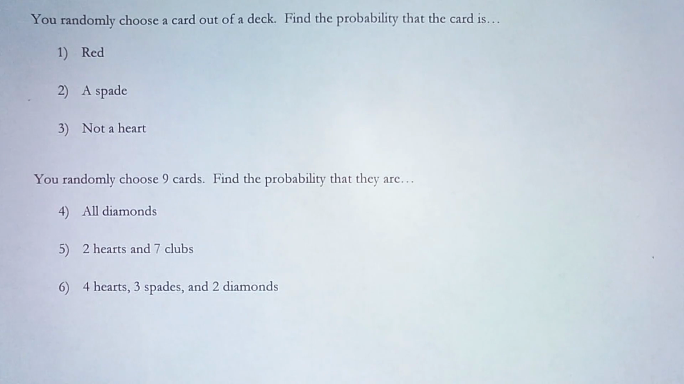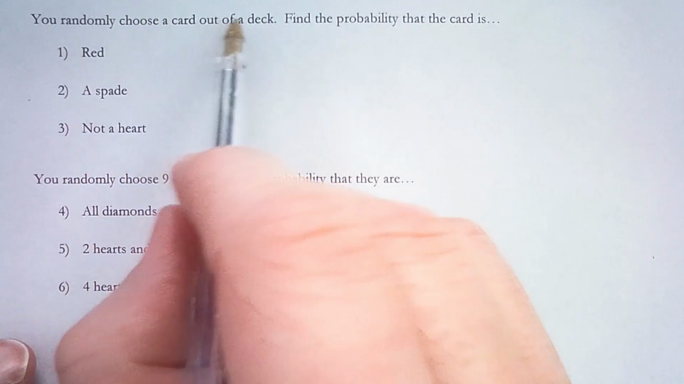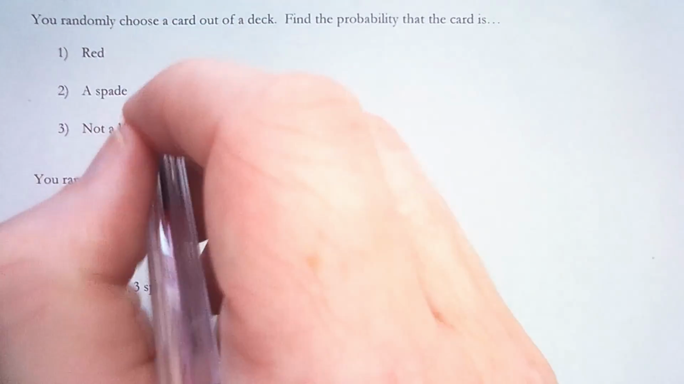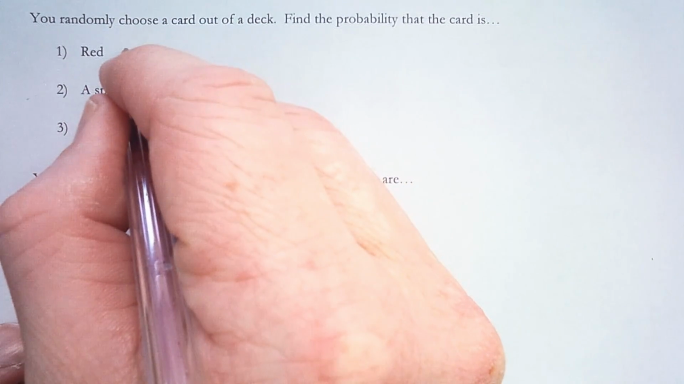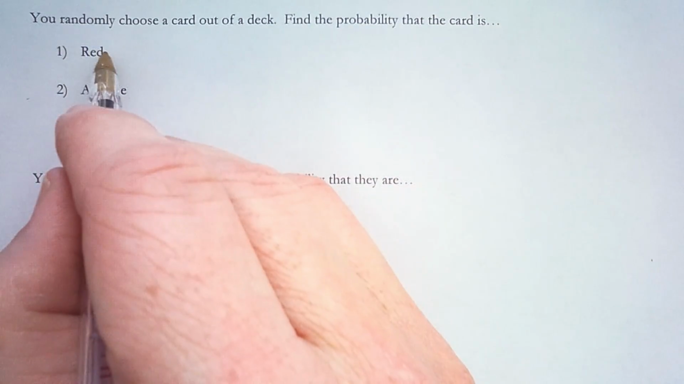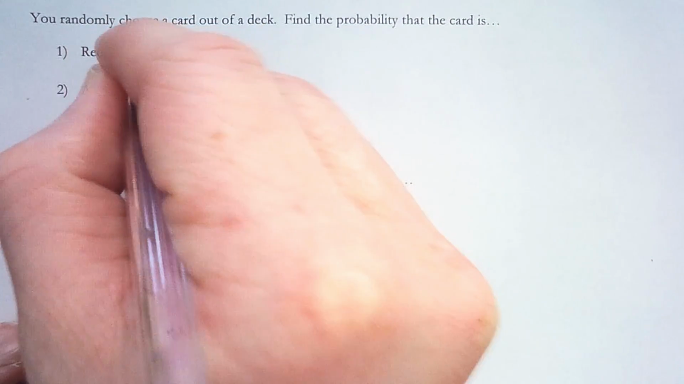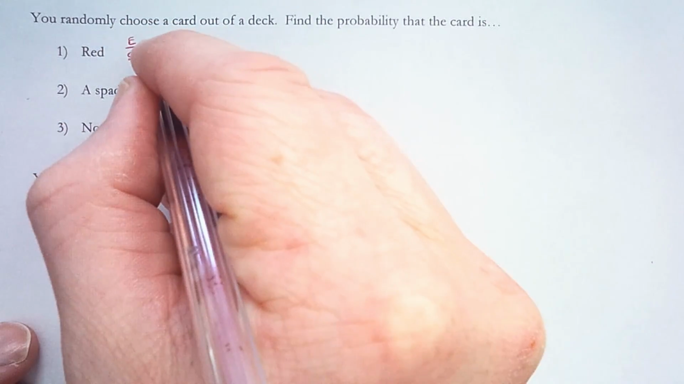Hey everybody, in this video we are going to do some probability using a deck of cards, and we'll start with three very basic probabilities and then go on to three more complex situations. Now, probability is found by using an event over a sample space. So here we're choosing out of a deck of cards, and a deck of cards is the sample space. The event here is that it's going to be red, so find the probability that the card is red out of the entire deck. So we need an event over a sample space.